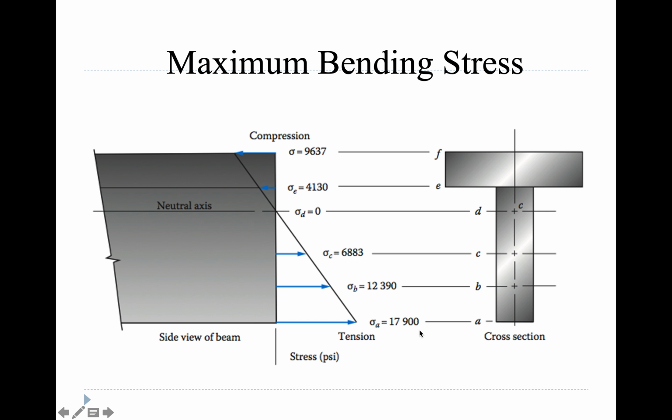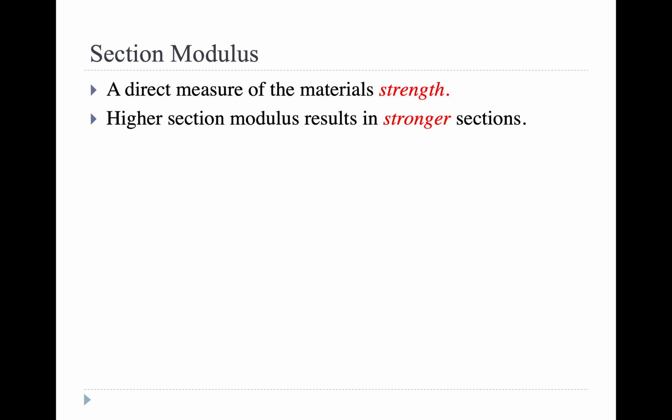Okay, the next topic is section modulus. This is basically a direct measurement of the material's strength. There were some questions in class about I and J and what they represent. That's its resistance to bending and torque, or bending due to moment. But there's another number that can represent its strength, called the section modulus. Higher numbers mean it's generally stronger.